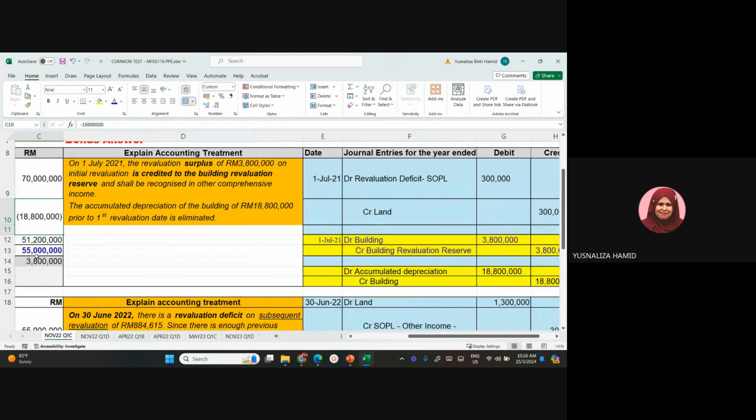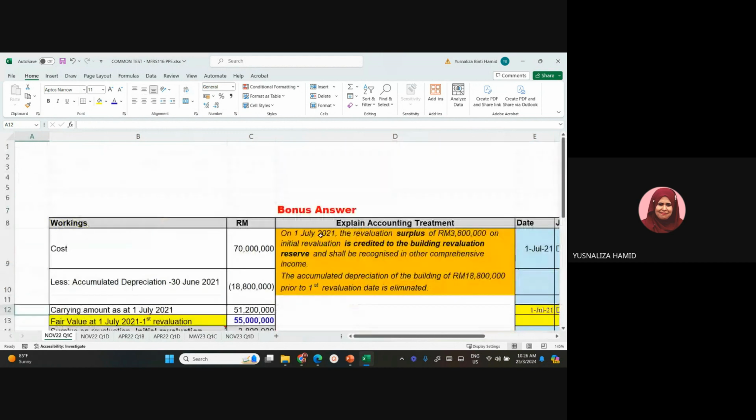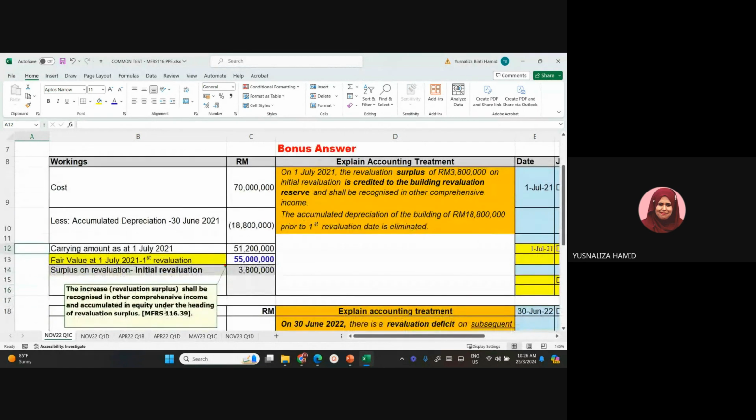So as you do the workings, you can do the journal as well. Okay, some question, I am doing some bonus answer for you. Some questions may also ask you to explain the accounting treatment. When you are asked to explain the accounting treatment, you cannot write numbers or calculations only. You must write them in sentences. And your accounting treatment should be within what is provided under MFRS 116. So on 1st of July, number one is that you need to explain this item first, this 3.8 million, what should you do with that? And number two is to explain about the accumulated depreciation.